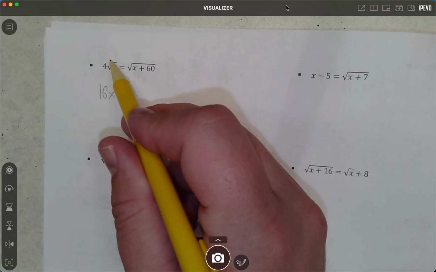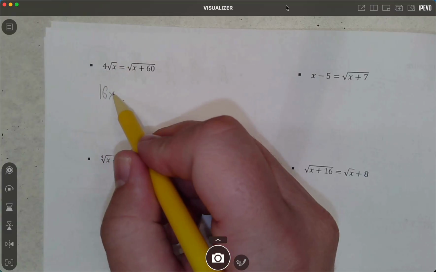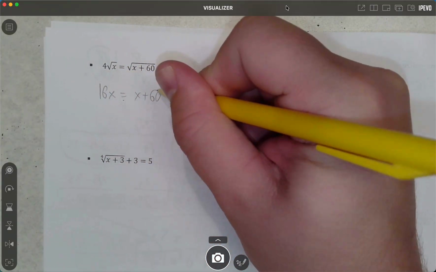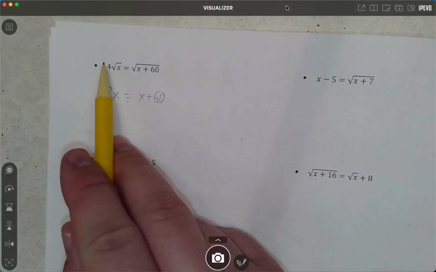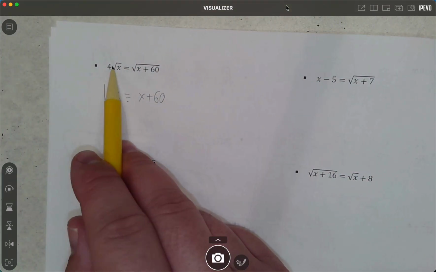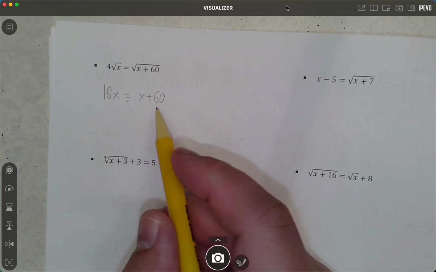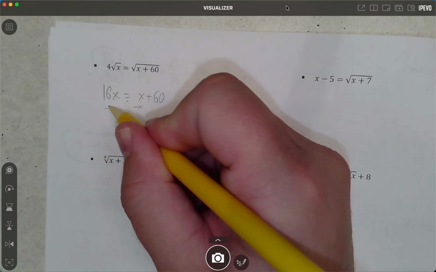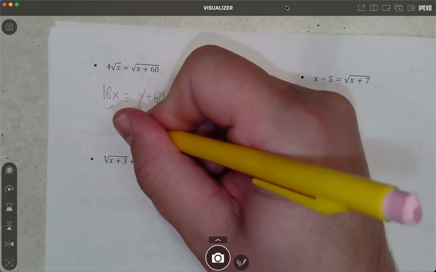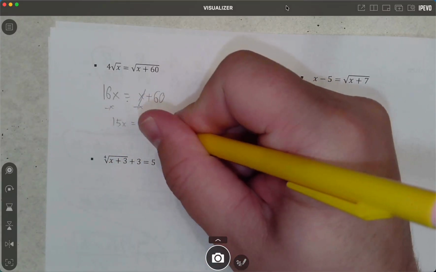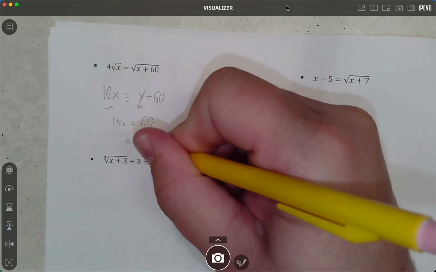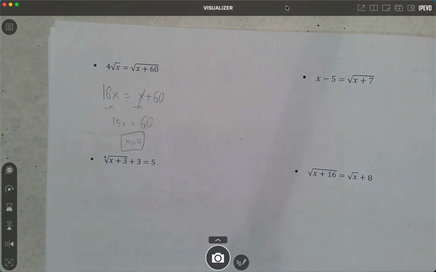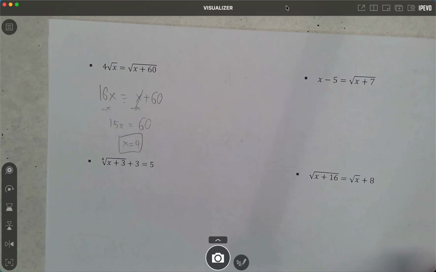But I can actually square and get 16 here and get just x here, and I can just get x plus 60 over here. So I squared both sides. Because this was one term, I could apply the square to each part and move on. Okay, well, all I need to do there is subtract the x. So I get 15x equals 60. And so I get x equals 4. And once again, I've plugged that in and verified that it does work, but you should do that for yourself.